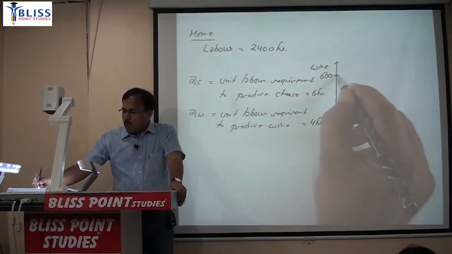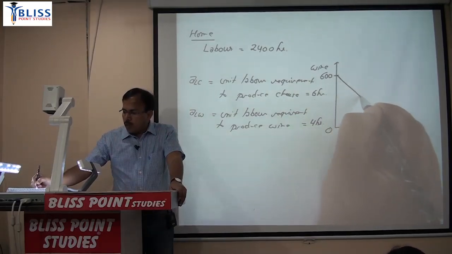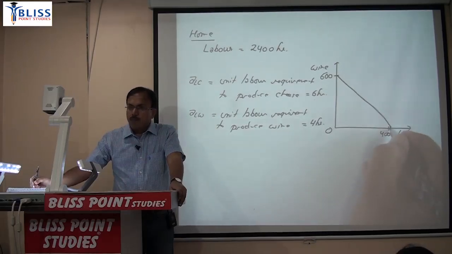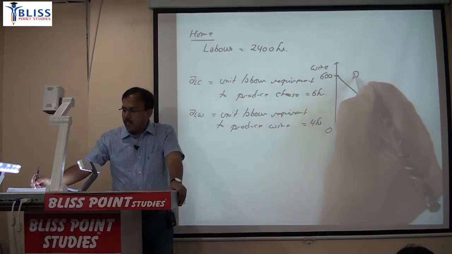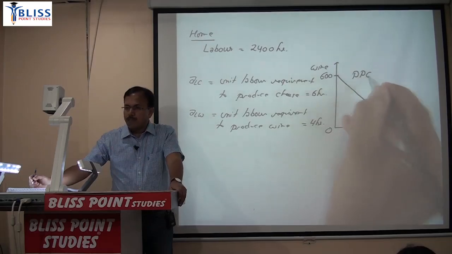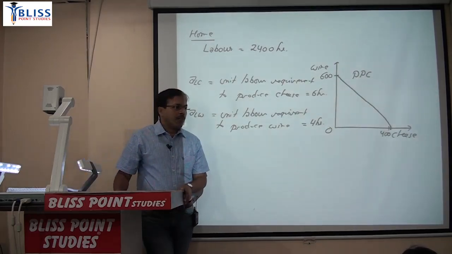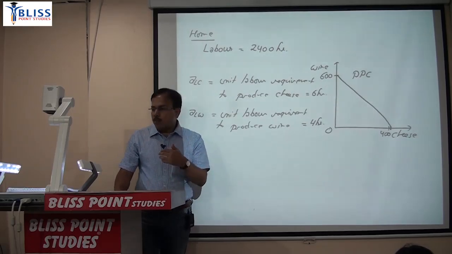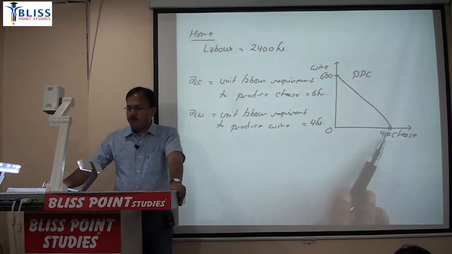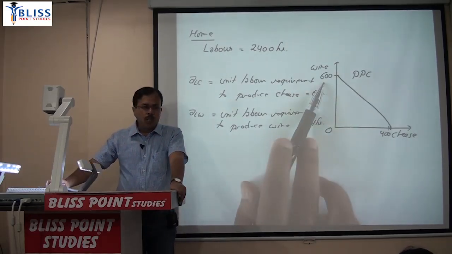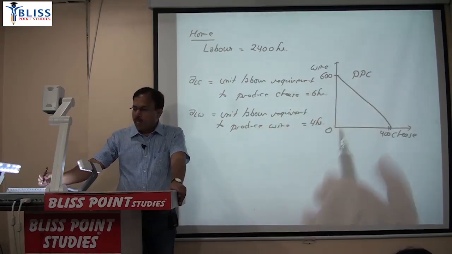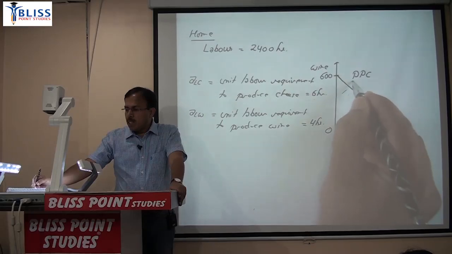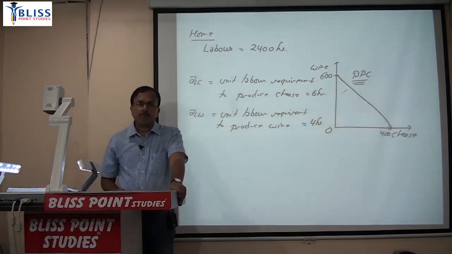By marking those points, just connect those corners with a straight line, and this line is the production possibility curve. Production possibility curve है economy का. Production possibility curve. If economy can produce only cheese, it can produce maximum 400. If economy can produce only wine, it can produce 600. But there can be many combinations in between also. So this line is basically the production possibility curve.